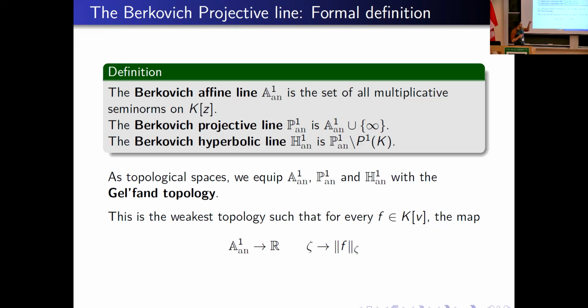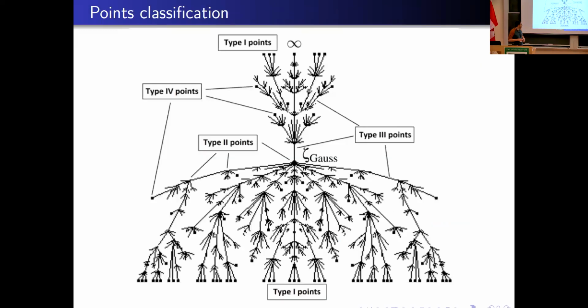And it turns out that P1 of K sits in this projective line. If you remove it, you get the Berkovich hyperbolic line. Okay, so all of these spaces are equipped with the Gelfand topology, and they have much nicer properties. The first one is that you can represent them as trees, actually as rooted trees, inverse limit of rooted trees.